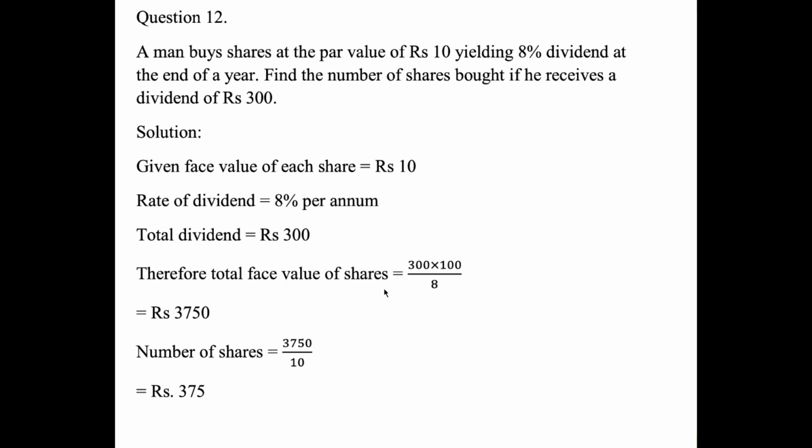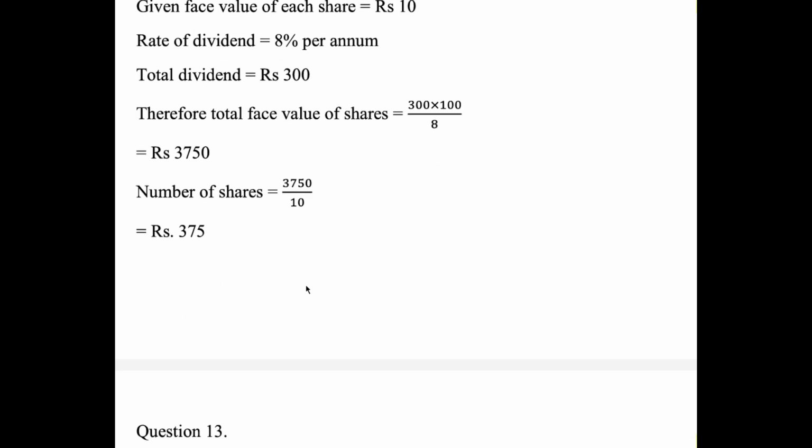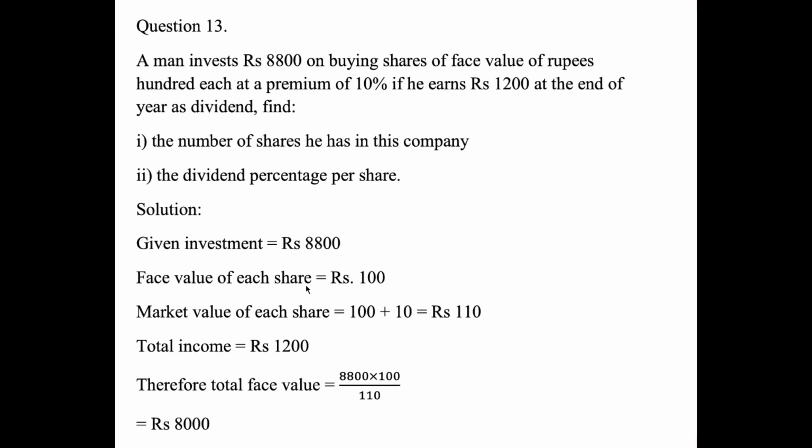So total face value of the shares 300 divided by 8 into 100. Why? Because 8% dividend rate is given over there. That comes to rupees 3750. Total number of shares 3750 divided by 10, that comes to 375. Come to the next question.